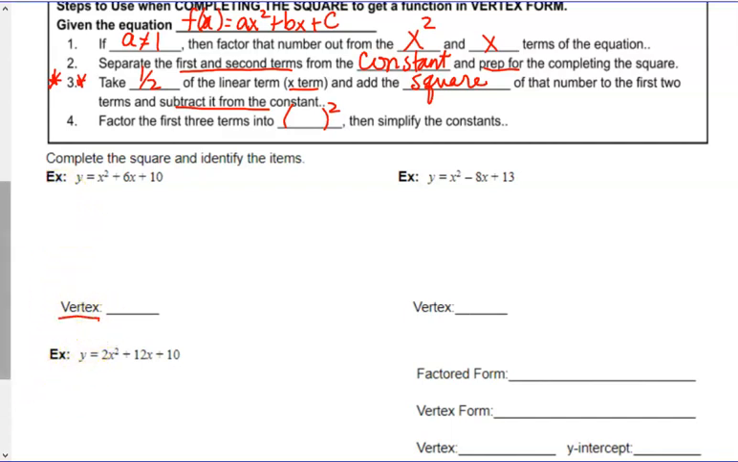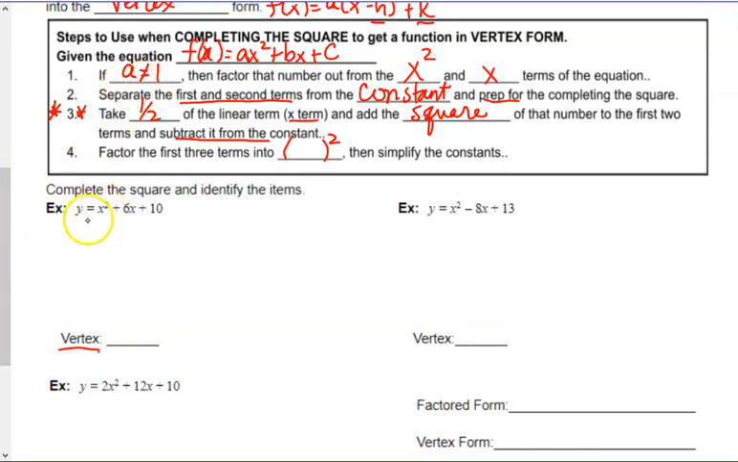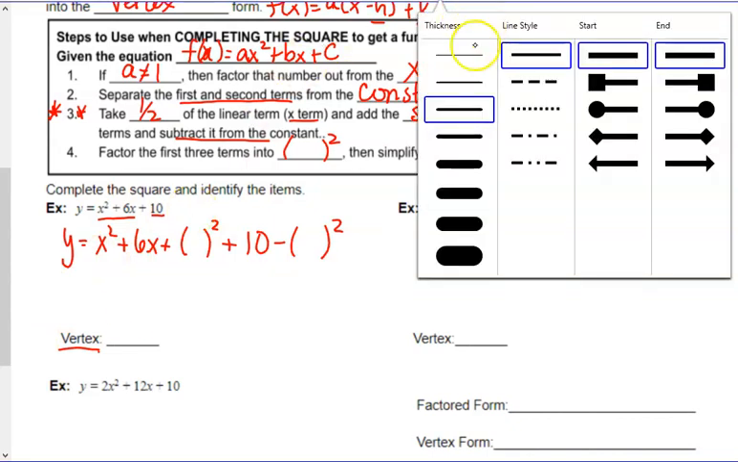All right, so first thing that we're going to do, check A. Is A 1? Yes, we can move to step 2. We are going to separate these first two terms from our constant and prep for completing this square. What do I mean by that? Well, we're going to prep for what comes next, okay? Because we have to add something to both sides and square it, okay? So I'm adding this prep in right behind here, but I'm going to bring down my 10. But if I add this piece on this side of the equation, to keep it balanced, I have to subtract that piece also. Remember, this minus this is going to give me 0, which gives me back what I started with. But we're going to change the form of the way it looks, and that's what helps us do that.